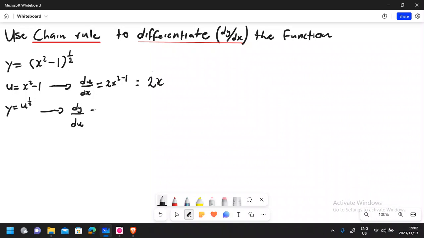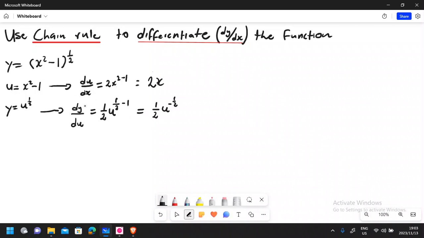Now when you do this one here, again, this is the standard derivative, the one that I just did before. It's going to be half, y u, and then we have half minus 1, and then your answer here is going to be half, u, and then half minus 1 is going to give us negative half. So this is our derivative. So this is our dy over du.